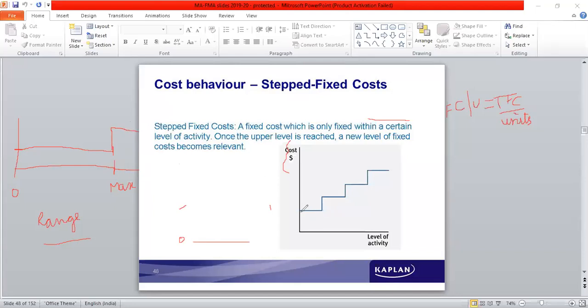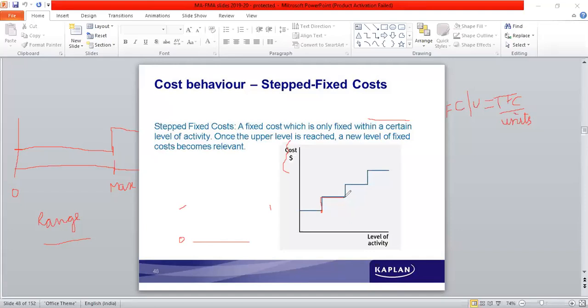So we see that fixed cost is the same until it reaches the maximum capacity. Then at this point, it again increases. After the increase, we see that it is again fixed until it reaches the next capacity level. Okay. So it goes on increasing when the capacity level increases. So that's the concept of stepped fixed cost. This is applicable in the long run.